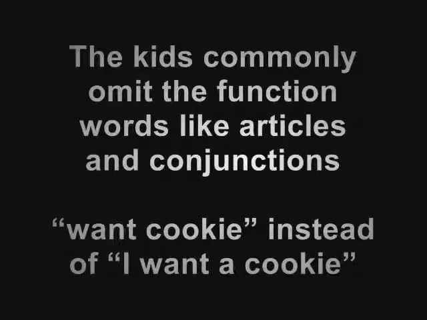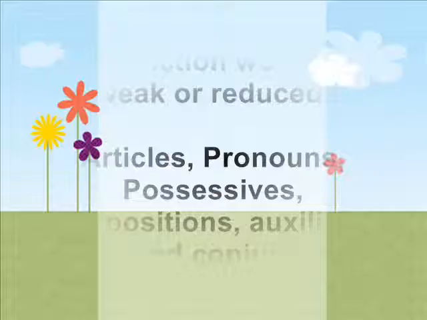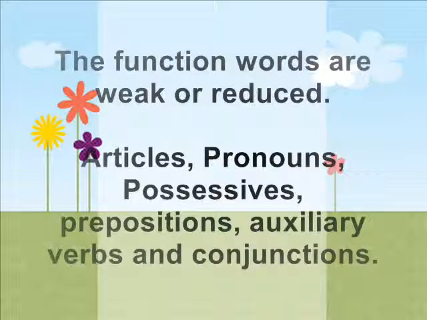For example, the kids commonly omit the function words like articles and conjunctions. That's the reason why they say want cookie instead of I want a cookie. However, we understand what they want to say without those words. Conversely, the function words are weak or reduced. Articles, pronouns, possessives, preposition, auxiliary verbs, and conjunctions.